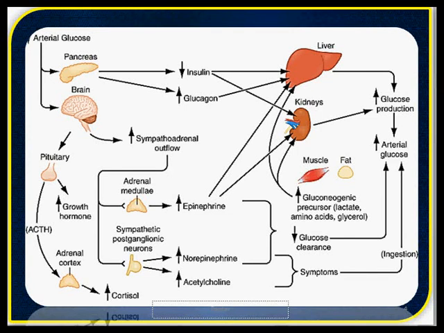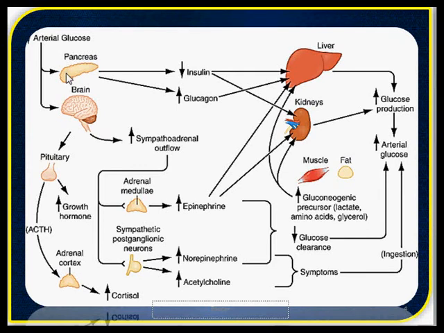Look at this diagram carefully. When there is a reduction in the arterial blood glucose or when there is an increase in the arterial blood glucose, the pancreas is informed and the brain is informed. Let us consider a scenario where the blood glucose is reduced.